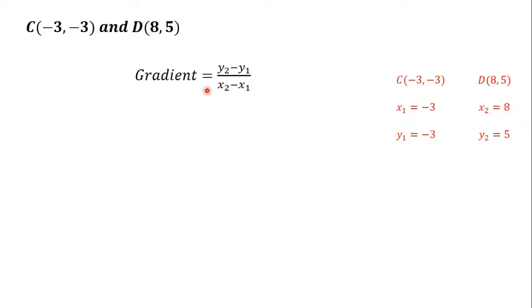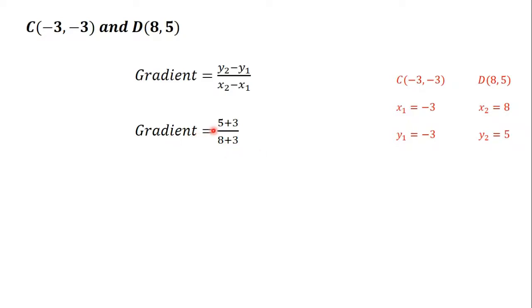We substitute these values into the formula and this is going to give us y2 minus y1. y2 is 5, y1 is -3. So we are going to have 5 minus -3. From algebra, we know that 5 minus -3 is the same as 5 plus 3. This is for the numerator. For the denominator, we have x2 minus x1. x2 is 8 and x1 is -3. So we are going to have 8 minus -3. Once again, from algebra, we know that 8 minus -3 is the same as 8 plus 3.